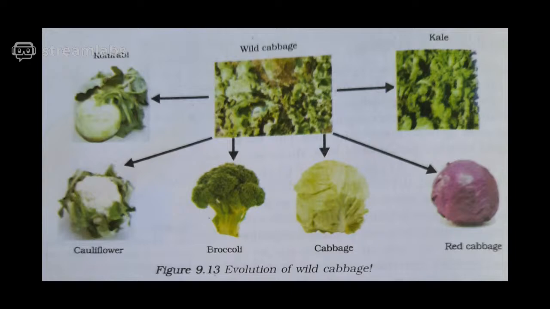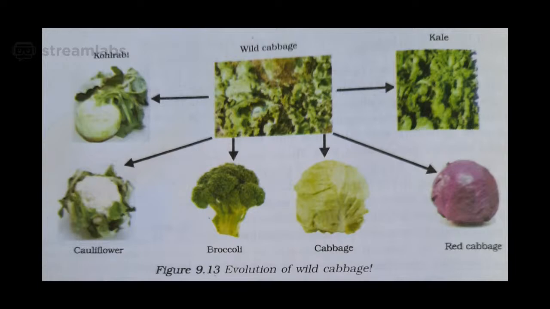And this is wild cabbage, and wild cabbage, broccoli, cauliflower, and kohlrabi. These are the other kinds of it. At the center diagram, that is wild cabbage, and this says that evolution should not be equated with the progress.